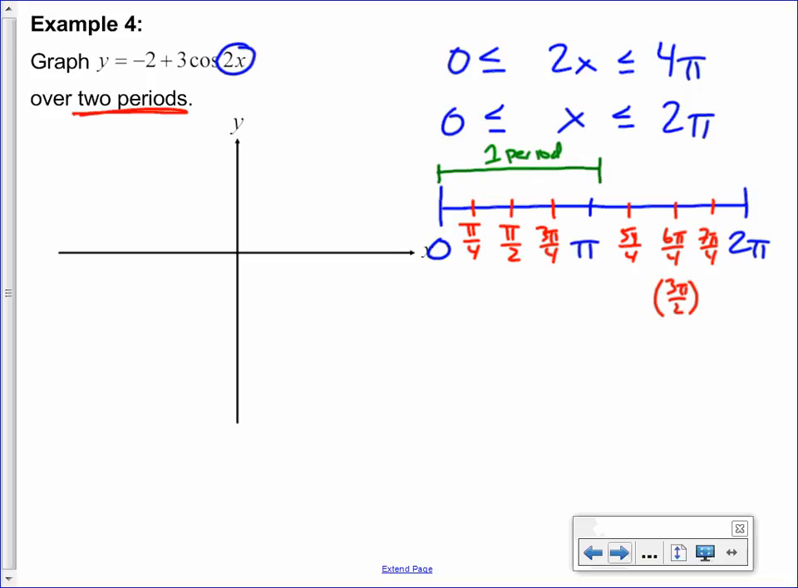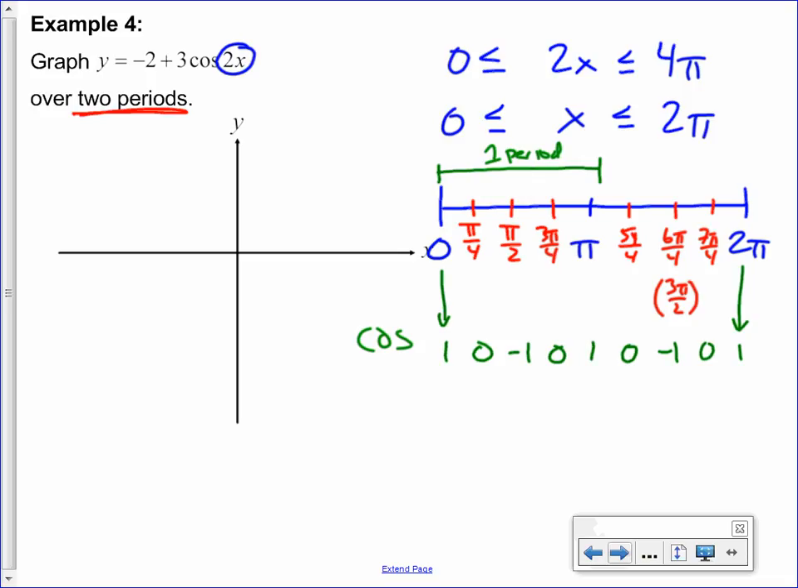Next step, cosine. Cosine starts at 1. And then it goes 0, -1, 0, 1. Let's start over. 1, 0, -1, 0, 1. So 2 periods.